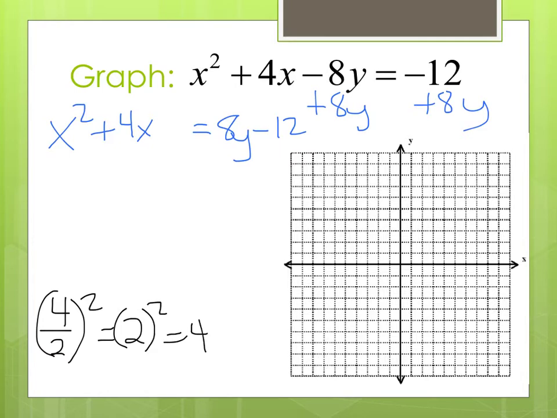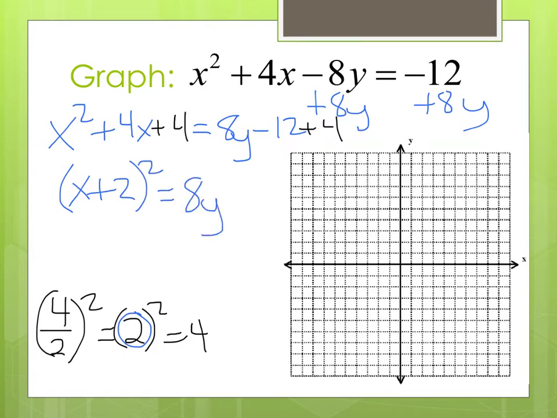I'm going to add 4 to both sides, because whatever I do to one side, I have to do to the other. What this is allowing me to do is factor the left-hand side. When I factor it, I'm actually going to use this 2 here in my factored version. That's going to give me a nice little shortcut, get things done quicker. I'm going to have x plus 2 squared, and that's going to equal 8y minus 8.